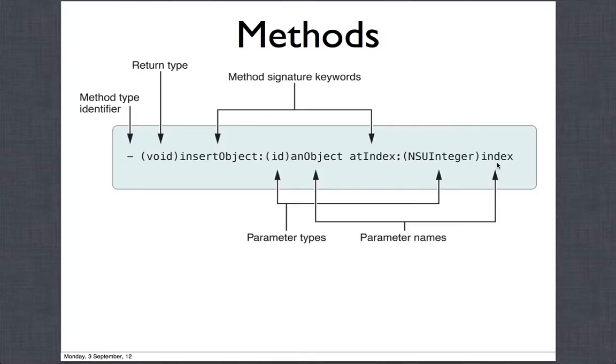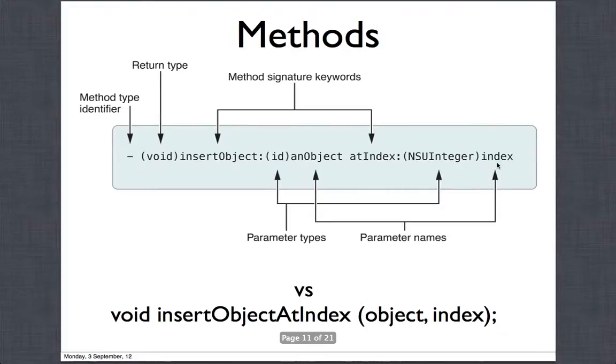If you were to write the same method in C or C++, you would do something like this. You would say insert object at index and then pass those two parameters. So those are identical methods. Now we're used to doing stuff like this. We just say this is the function, and we call it somehow that we can understand, and we pass all the parameters one by one.